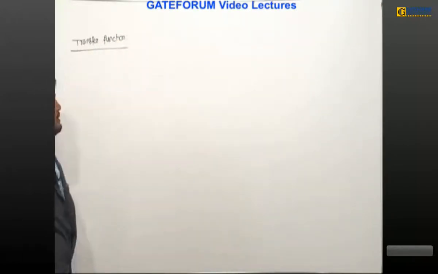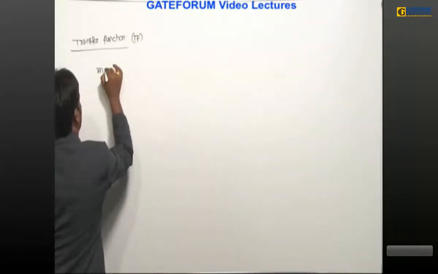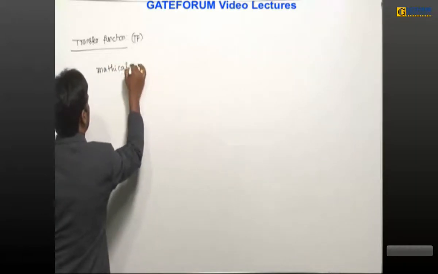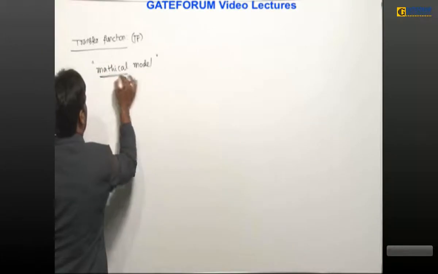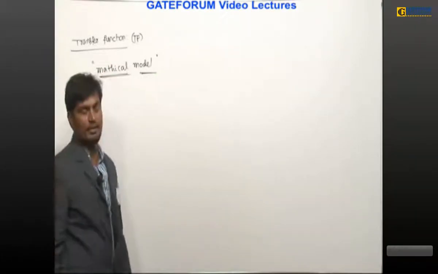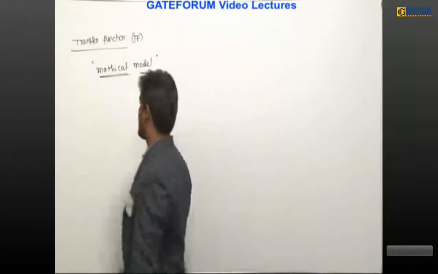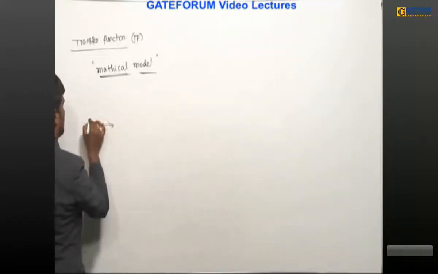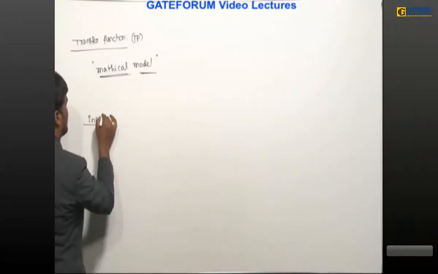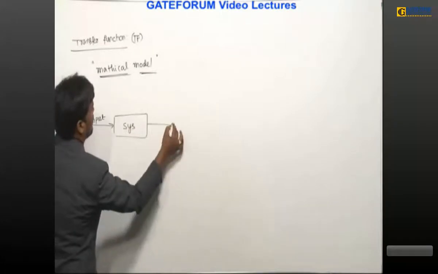Transfer function, simply TF. What is a transfer function? It is a mathematical model to explain the physical behavior of a system. Next, if you take simply a system or control system, initially we have the input, then we have the output.